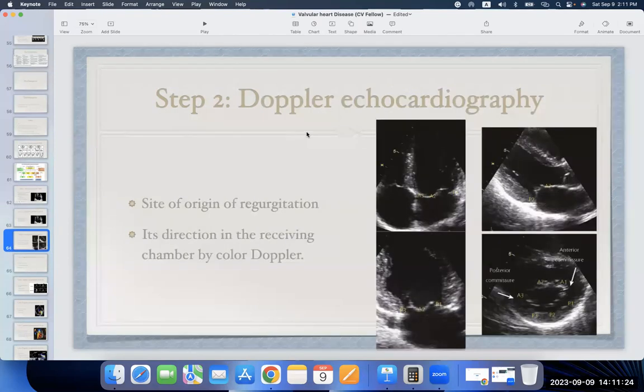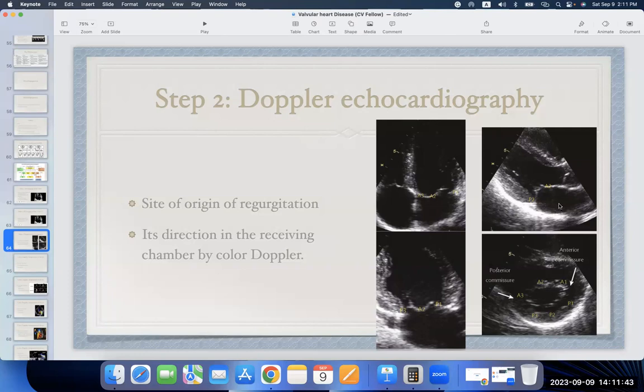And then with the Doppler echo, it's very important to determine the site and the origin of the regurgitation and the direction of the jet. And when you state in the report the site of the MR, it's very important to mention it in relation to the scallops.